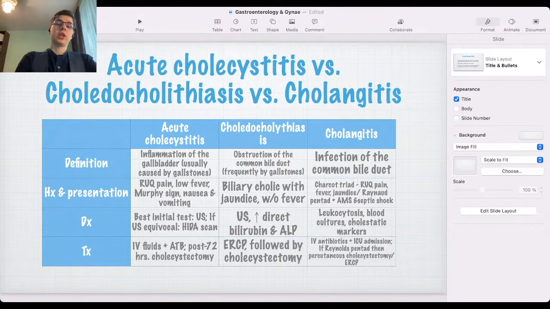In the case of cholangitis, being an infection that leads to septic shock, not only do we give IV antibiotics, but we also admit to the ICU. The moment we have a Reynolds pentad, we pursue percutaneous cholecystectomy or ERCP without waiting for the patient to be stabilized due to the emergent nature and the life-threatening situation.